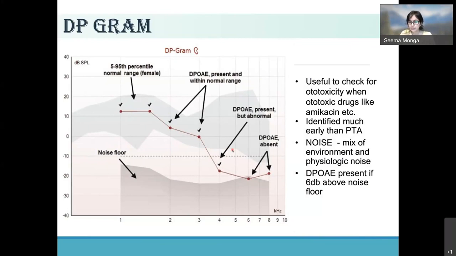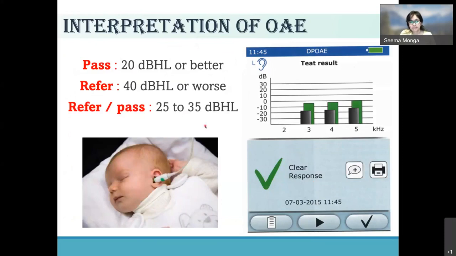DPOAE is present, but with an abnormal noise floor. DPOAE is present when the signal to noise ratio is 6 decibels. So the interpretation is basically pass or refer. Pass is 20 decibels or better.